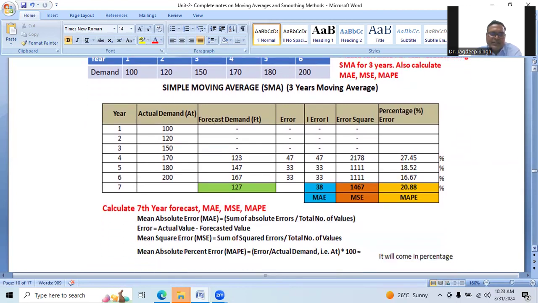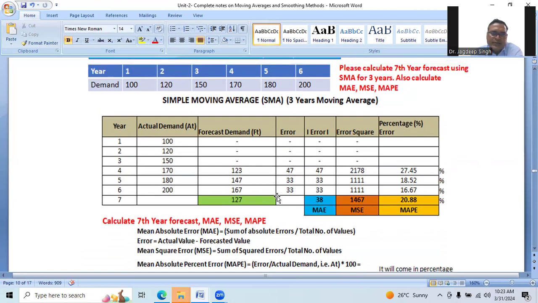So here we can see. Now, this has been calculated in an Excel sheet. You can see I have put year 1 to 6, and for the 7th year we need to get the 3-year moving average forecast, right? So this is actual data, actual demand, represented as 100, 120, 150, 170, 180, and 200. So it is written there.